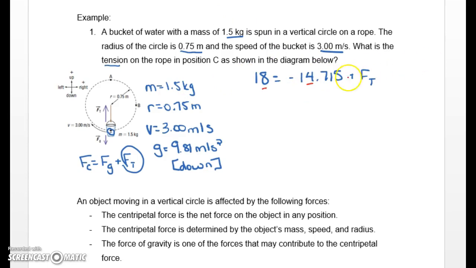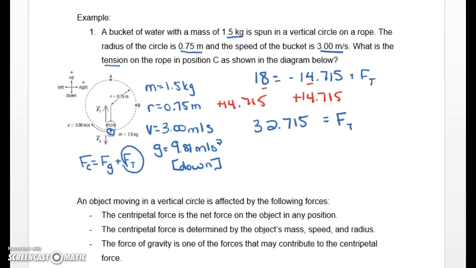Alright, so jumping back here, we need to solve for this tension force, so we need to get rid of this value right here. And so this is a negative 14.715, so to get rid of that, we can just add it on both sides. And so adding them together, we should get 32.715 is equal to that tension force.